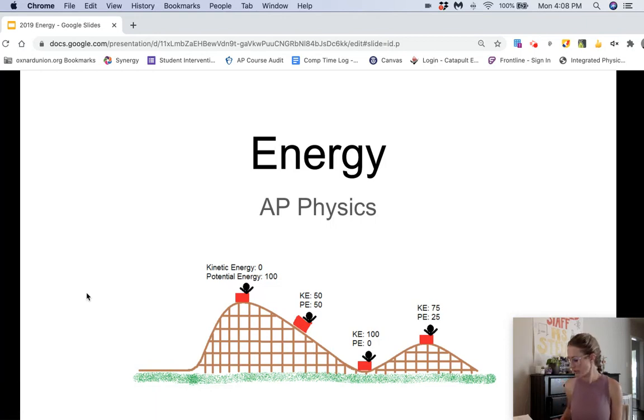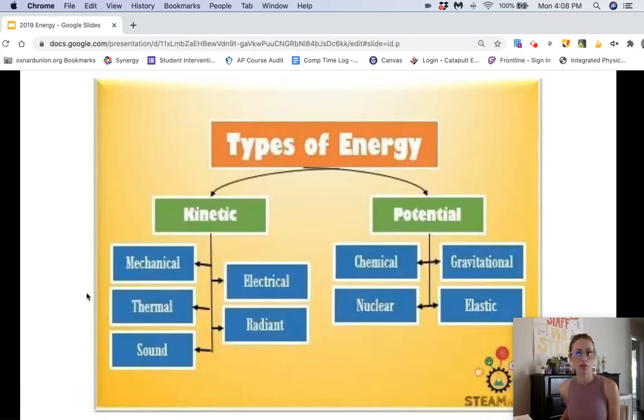Everyone! So today we're going to be talking about energy. There are two main categories of energy. We have kinetic energy and potential energy. Kinetic energy has to do with the energy of motion.